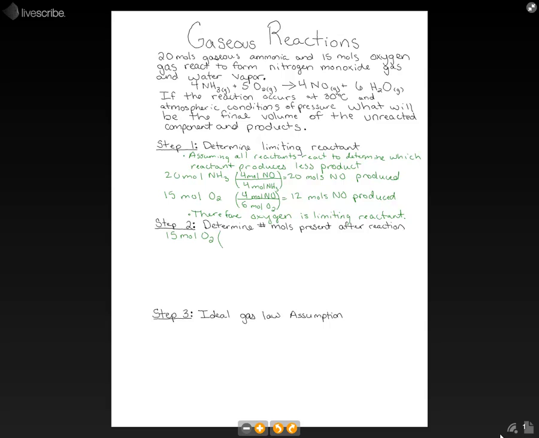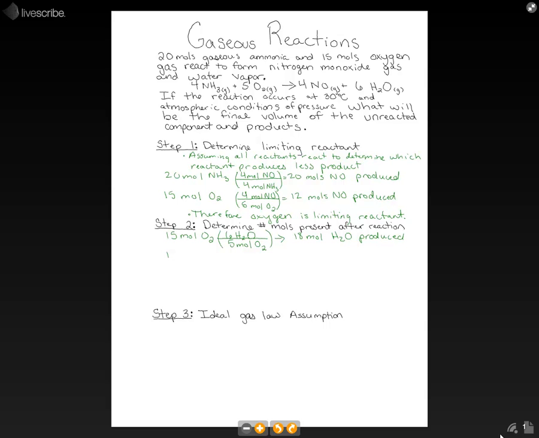And first, let's find out how much water vapor we're going to produce. So we know 5 moles of O2 will become 6 moles H2O, and we'll do that stoichiometrically. And that's going to give us 18 moles water vapor produced. We already know that we're going to have our 12 moles of NO produced, which we see above.